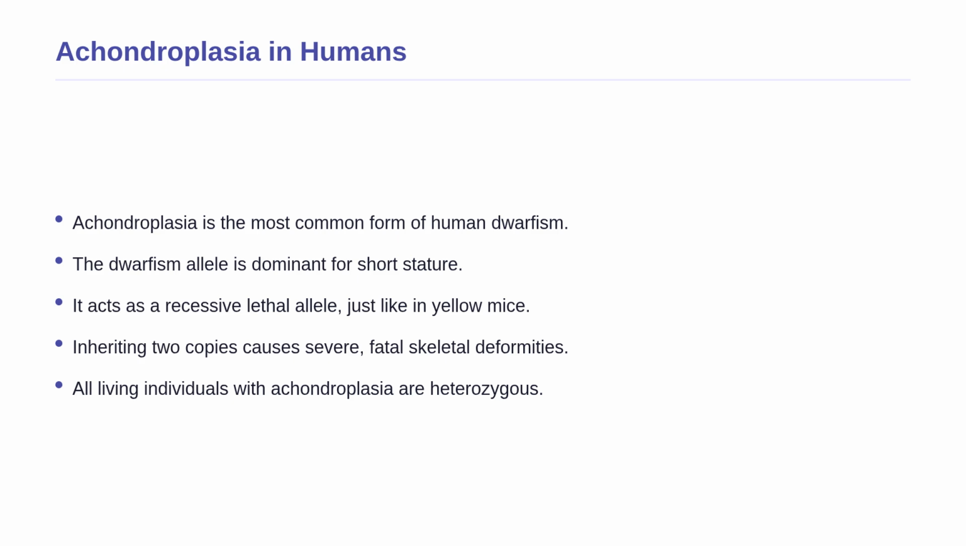If an embryo inherits 2 copies of the dwarfism allele, the skeletal deformities are so severe that the baby will not survive past birth. Because the homozygous dominant state is fatal, it means that all living individuals who have achondroplasia must be heterozygous.